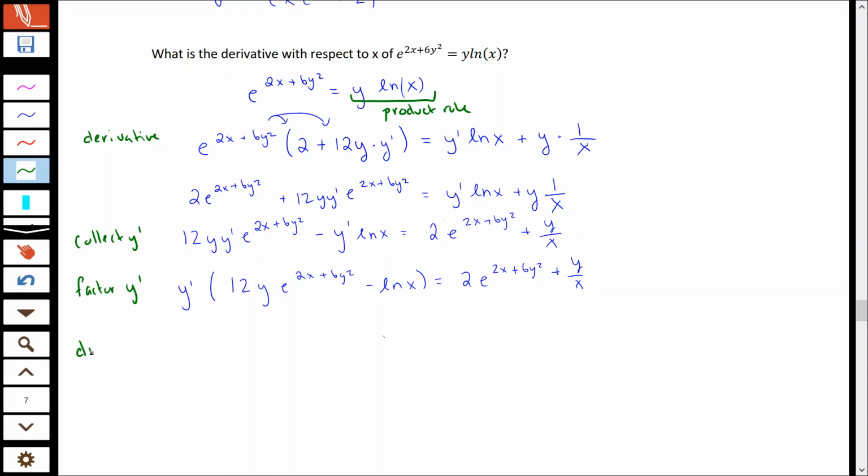And so then we're going to divide. So y prime is equal to 2e to the 2x plus 6y squared plus y over x. And we're going to divide it by that entire term that we are multiplying y prime by. So our 12y e to the 2x plus 6y squared minus ln x. And there we go.